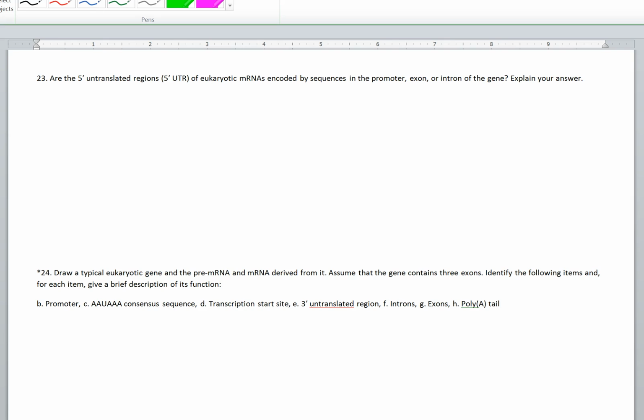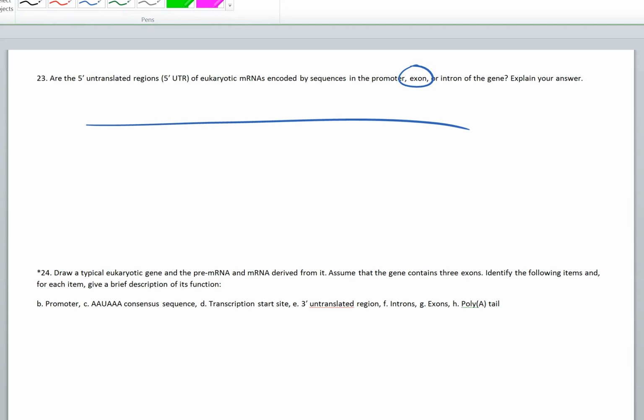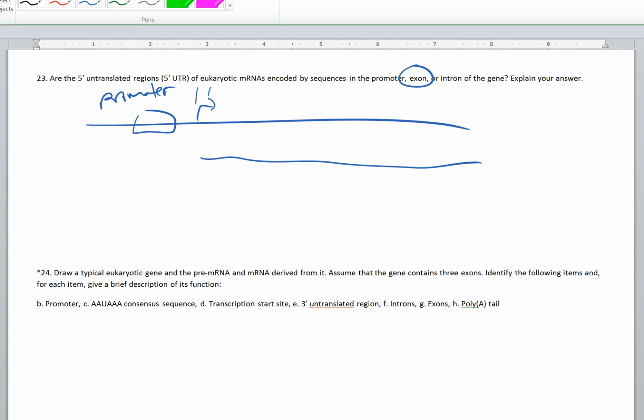The 5' untranslated regions encoded by sequences in the promoter, exon, or intron of the gene? Exon. Because it's not the promoter. The promoter never even makes it into the RNA. So that's important. The transcription start site is here, and that's where transcription starts. And this exon is going to contain the start codon, and everything to the left of it is the 5' UTR.